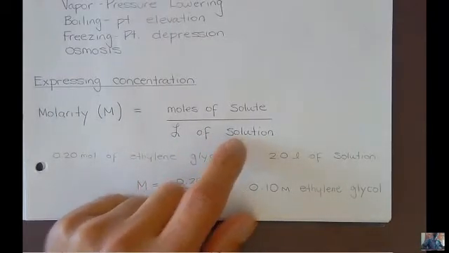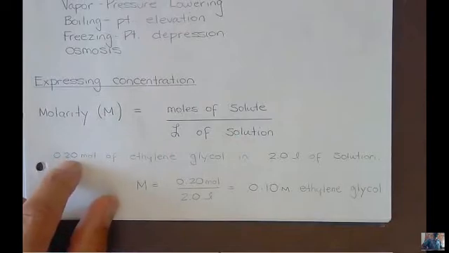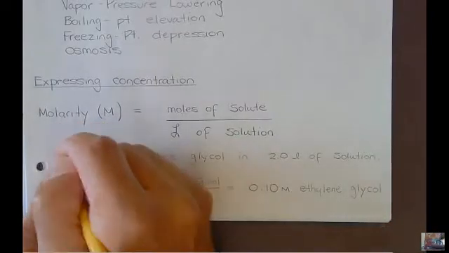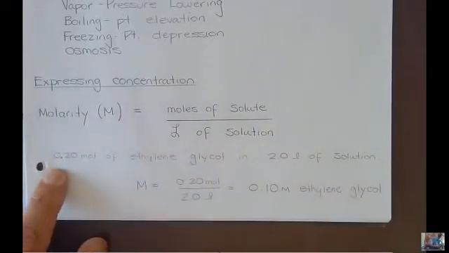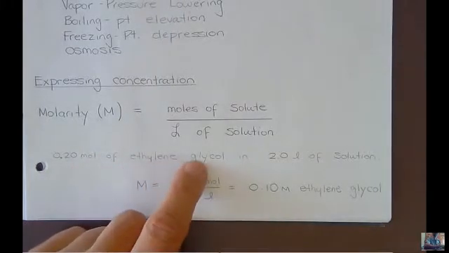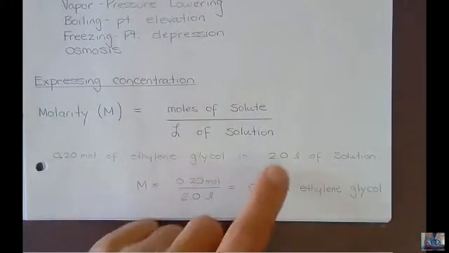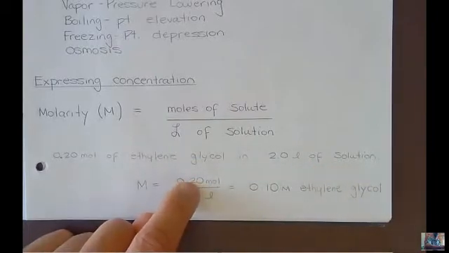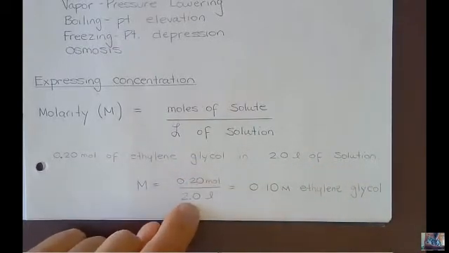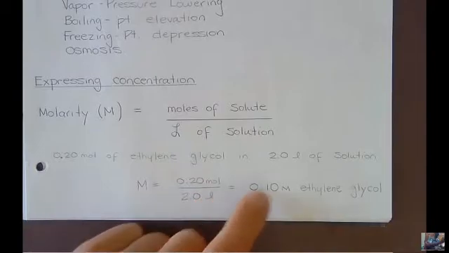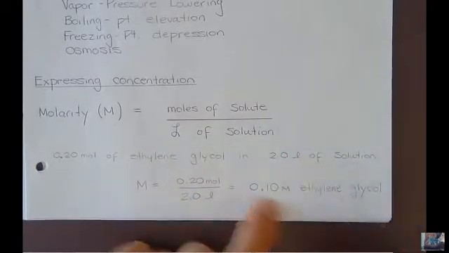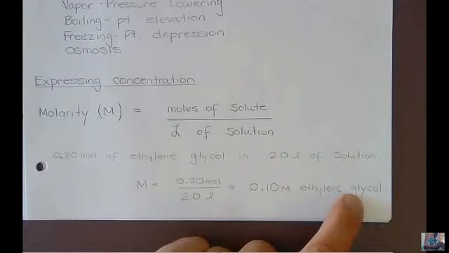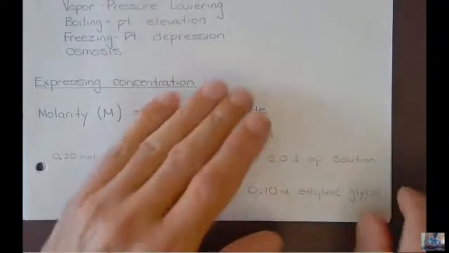I'll do one for you. Okay, so here's an example. If I have a 0.2 molar solution of ethylene glycol, ethylene glycol is the active ingredient in antifreeze, in 2 liters of solution, the molality would be 0.2 moles divided by 2 liters, which would give you a 0.1 capital M solution of ethylene glycol. Okay, and the solvent is water.